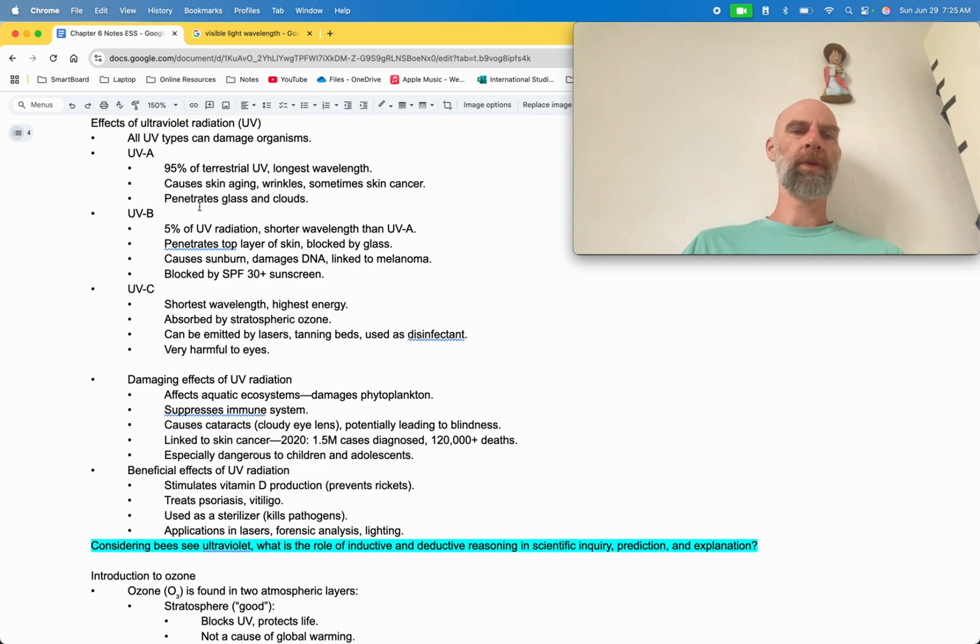So UVB, 5% of UV radiation, shorter wavelength than UVA. Penetrates the top layer of the skin, blocked by glass. So causes sunburns, damages DNA, linked to melanoma. So blocked by SPF 30 plus above sunscreen. SPF 30 sunscreen is usually what I use.